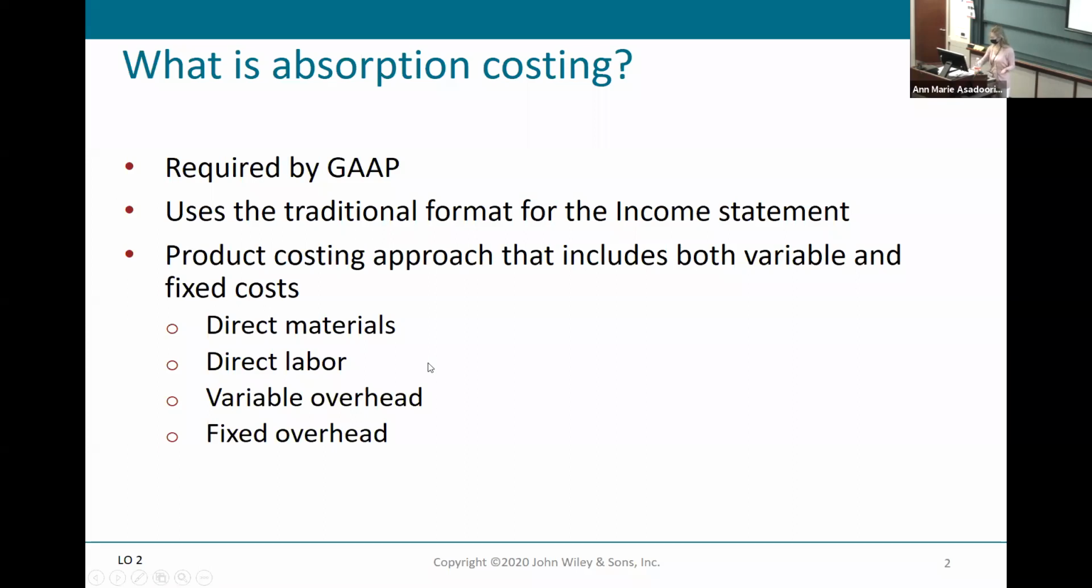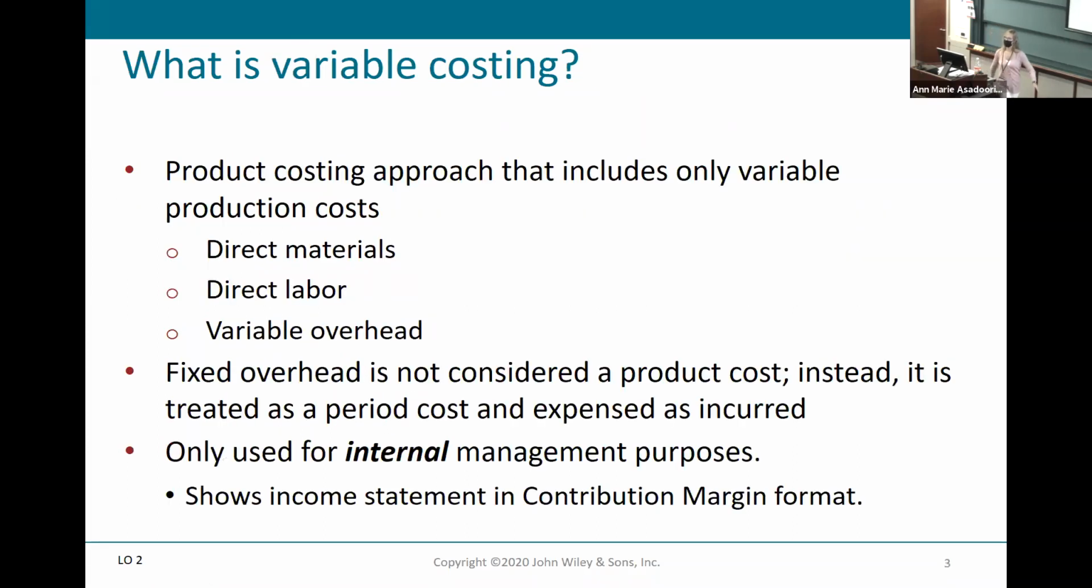Now what I'm going to show you is a management system that's called variable costing. Variable costing is not GAAP. Product costing or inventory is only going to include your 3 variable production costs. So under this new management system, we are going to value inventory only with direct material, direct labor, and variable overhead, our 3 variable product costs. Fixed factory overhead is no longer going to be considered inventory. We are now going to call it a period cost.